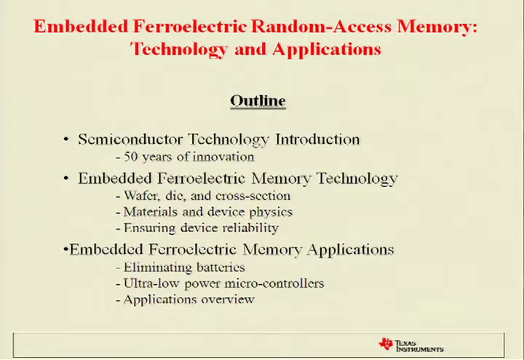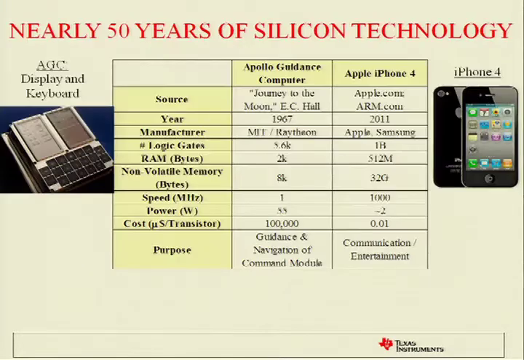Okay, so everybody's familiar with semiconductors. We carry them all the time. So in preparation for this talk, I wanted to somehow discuss how semiconductors have changed over 50 years or so. So I decided to use the Apollo guidance computer as an example of state-of-the-art technology in 1967, and compare that to the Apple iPhone as consumer technology in 2011.